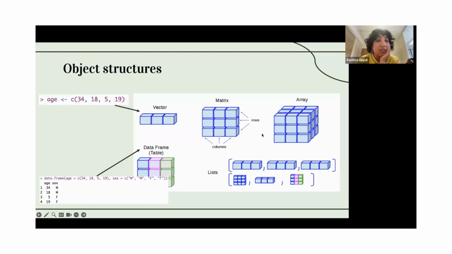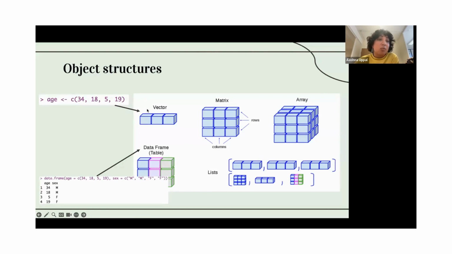You can have different things like a matrix, which looks like a data frame, but we'll get to the difference between these two in a moment. You have an array, which is actually a three-dimensional data structure, which I personally have never used, but you do use it in more complex situations. And then you have these things called lists, which contain many different object structures, but these ones are less common, more complicated. So we'll focus on vectors and data frames.